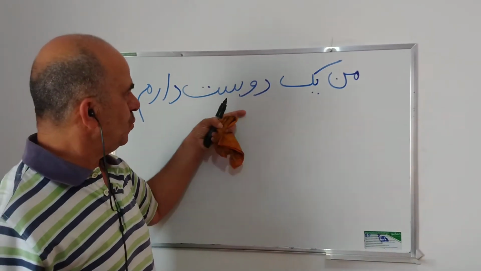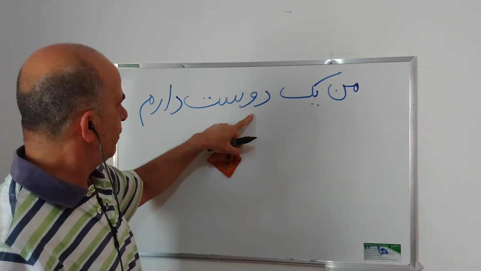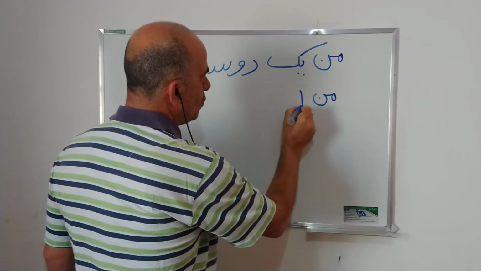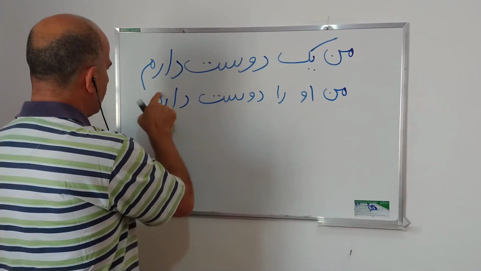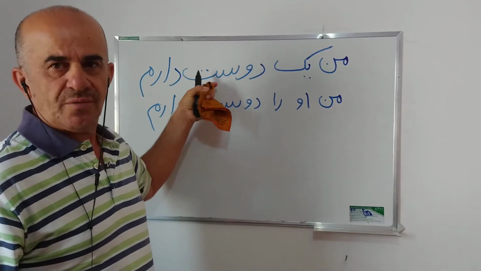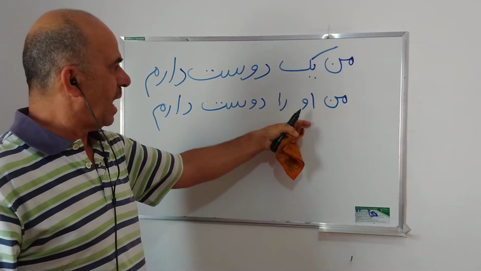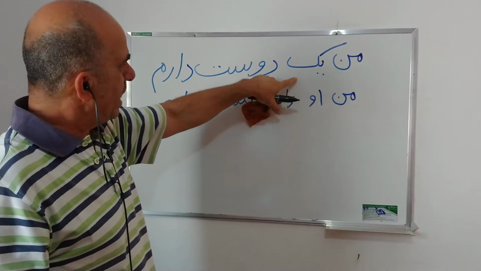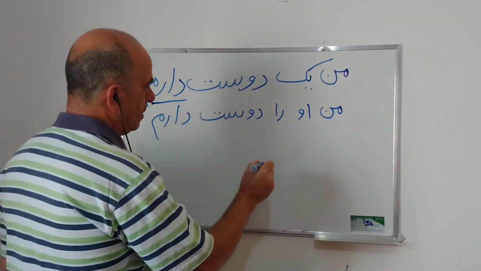من یک دوست دارم. I have a friend. I, one, friend, have. من یک دوست دارم. I have a friend. We don't know if it's a woman or a man. Then, من او را دوست دارم. I like him or her. This is the difference. من یک دوست دارم, I have a friend. This دارم here is the verb داشتن.